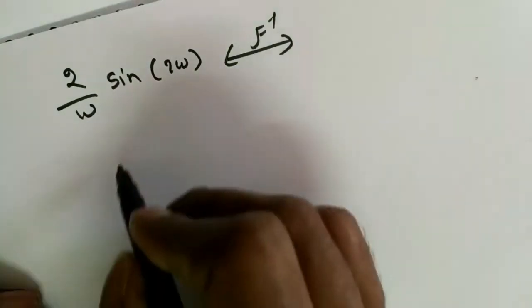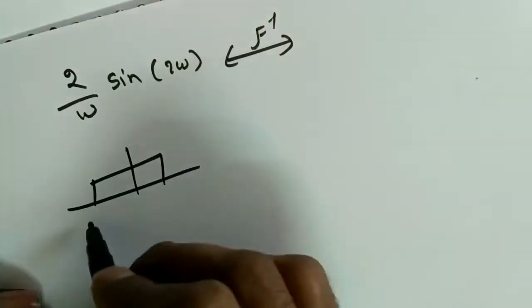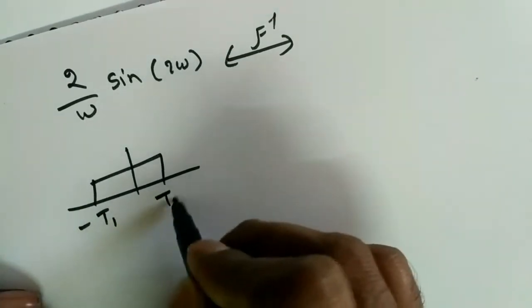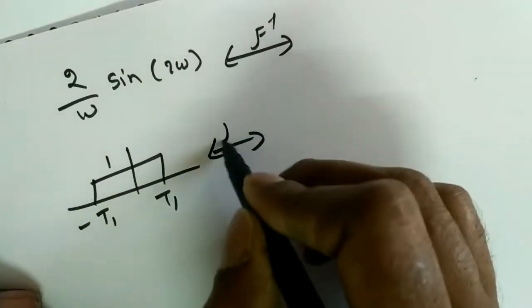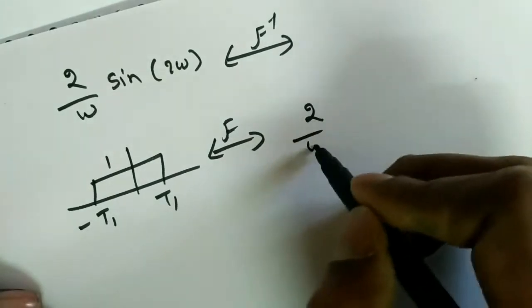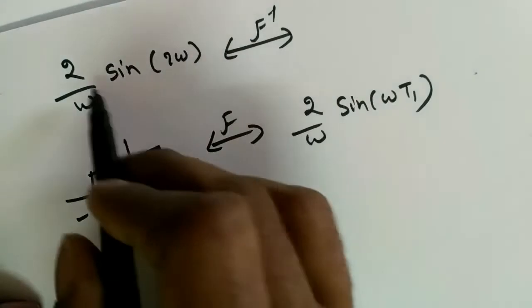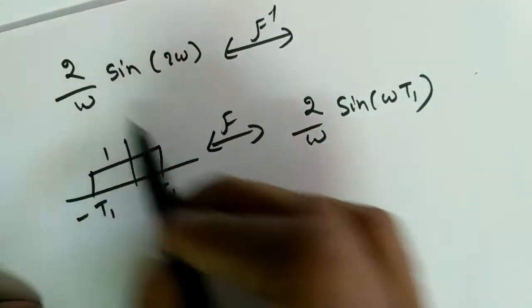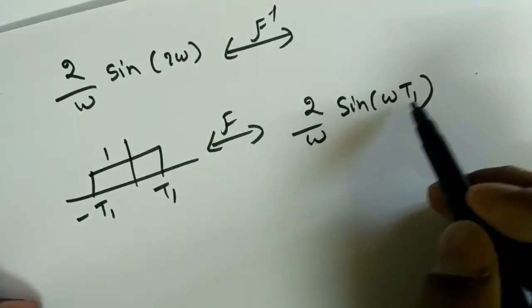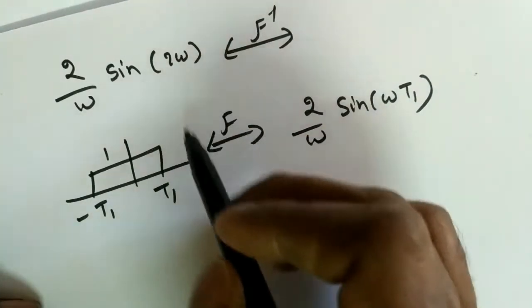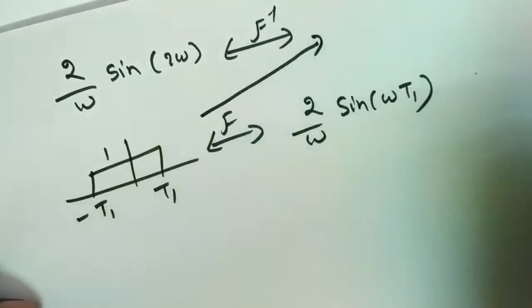Now we know that if there is a time domain signal from minus t1 to t1, what is the Fourier transform? It is 2 by omega sine omega t1 that we will get. Now if we compare these two, 2 by omega matches, omega matches, and in place of t1 we are getting 2.